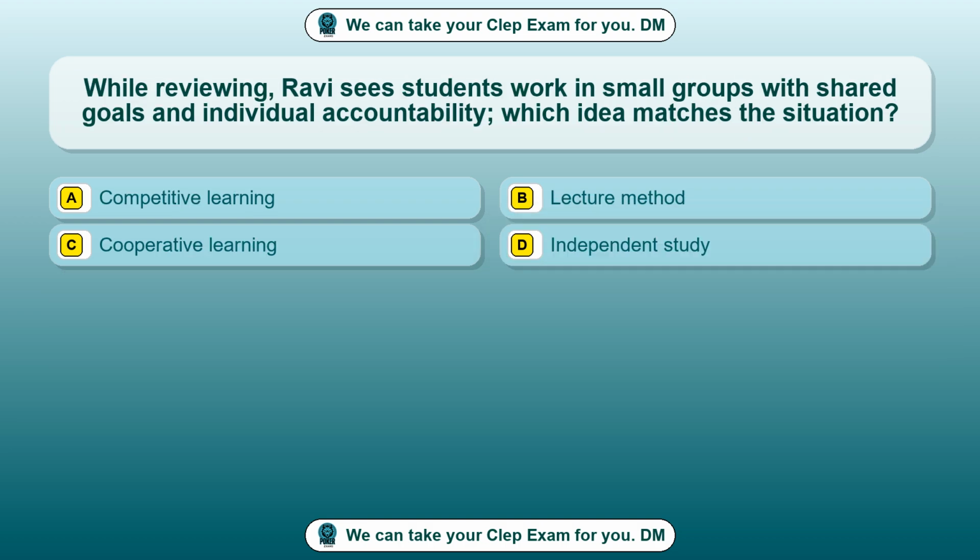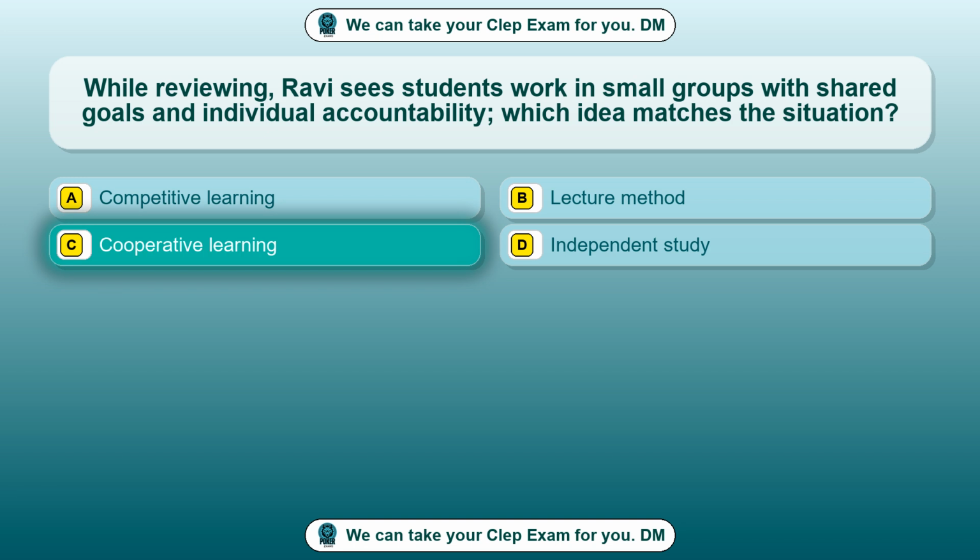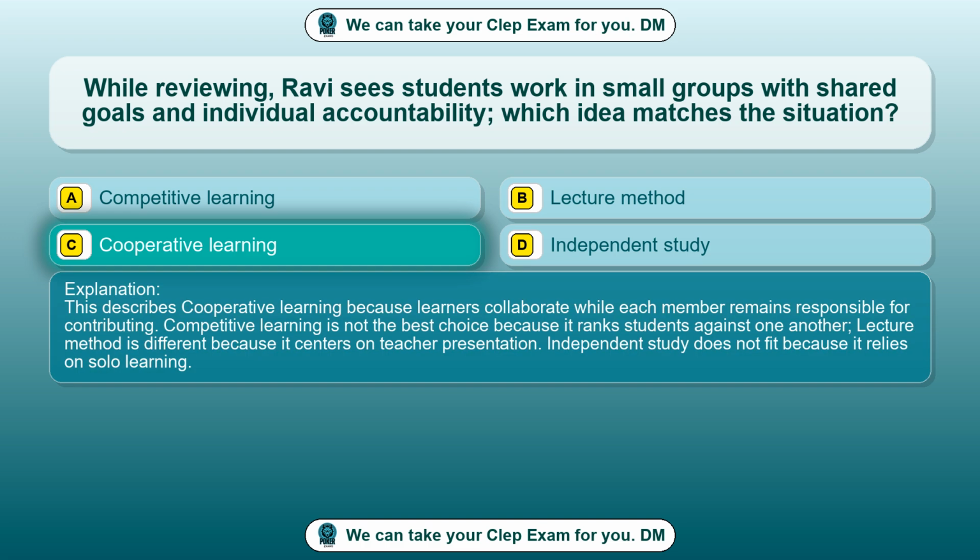Question 49. While reviewing, Ravi sees students work in small groups with shared goals and individual accountability. Which idea matches the situation? Option A, competitive learning. Option B, lecture method. Option C, cooperative learning. Option D, independent study. The correct answer is option C, cooperative learning. This describes cooperative learning because learners collaborate while each member remains responsible for contributing.